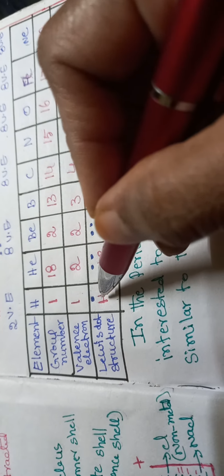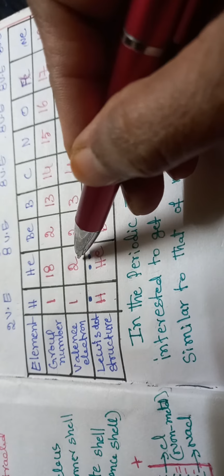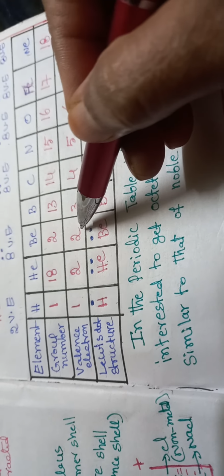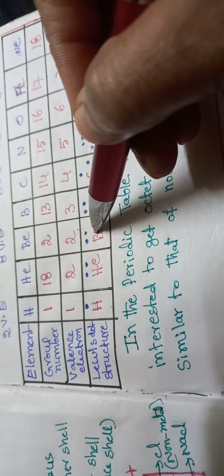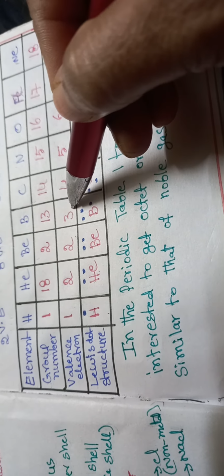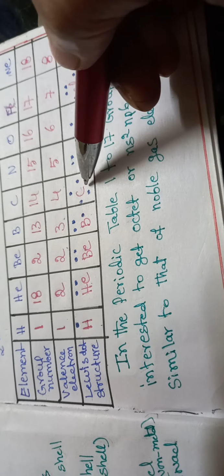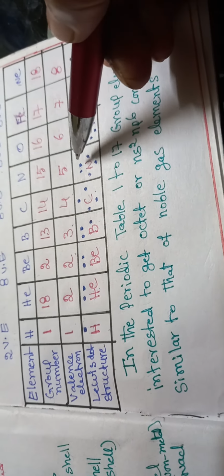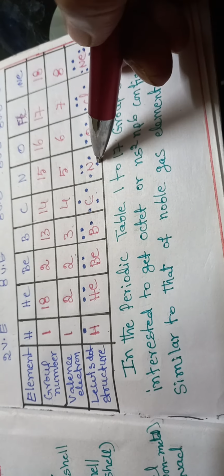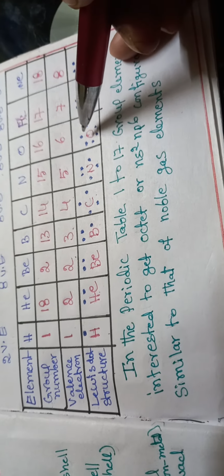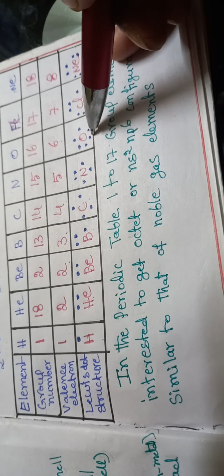Next one, Lewis dot structure. Hydrogen valency electron 1, so 1 dot. Helium valency electrons 2, 2 dots. Beryllium 2, 2 dots. Boron 3, so 3 dots. Carbon 4, 4 dots. Nitrogen 5, 5 dots. Oxygen 6, 6 dots.